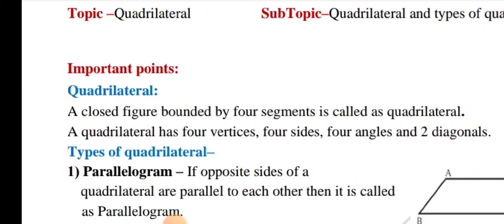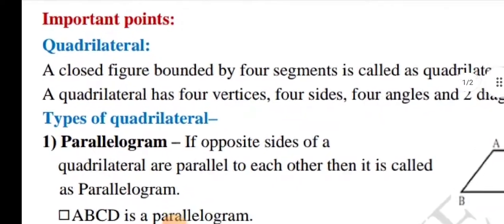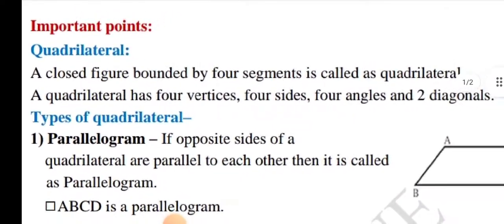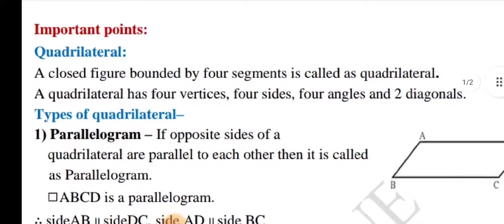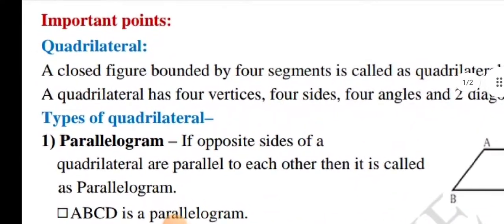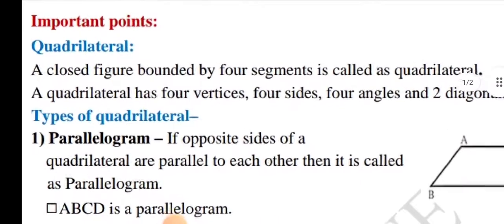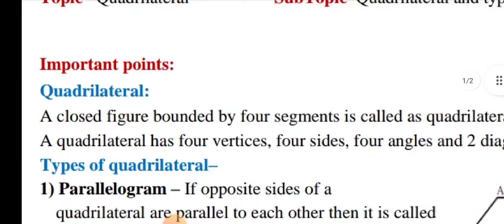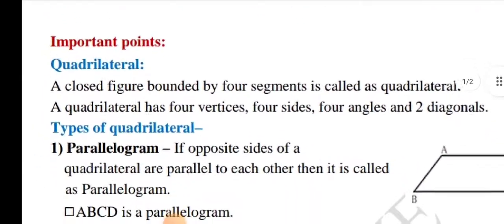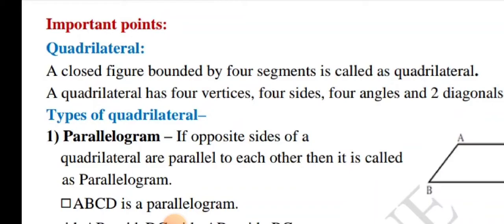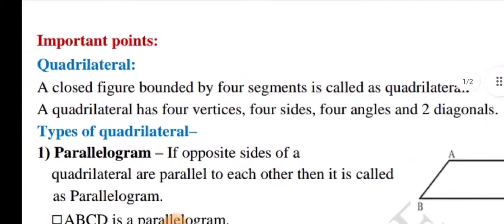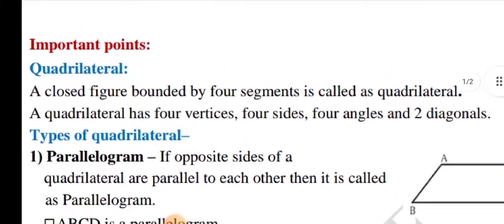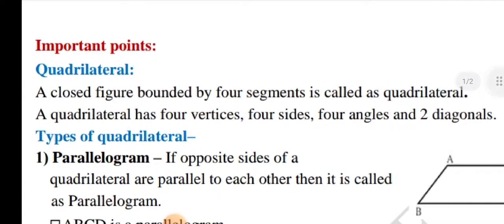First, today's important points in quadrilateral. A closed figure bounded by four segments is called a quadrilateral. A quadrilateral has four vertices, four sides, four angles and two diagonals.